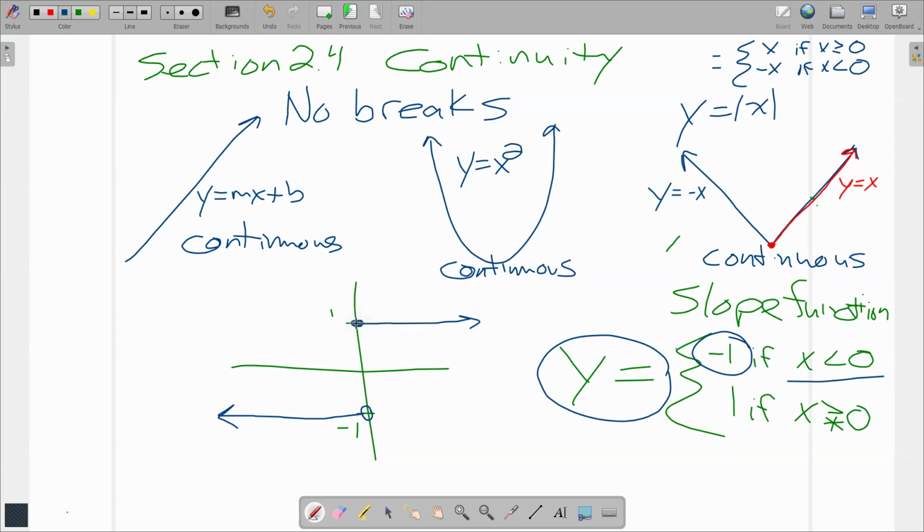Yeah. Is this graph continuous? No. I had to lift my pencil a bunch of times to make it happen. Okay. So just a note, this is not continuous.